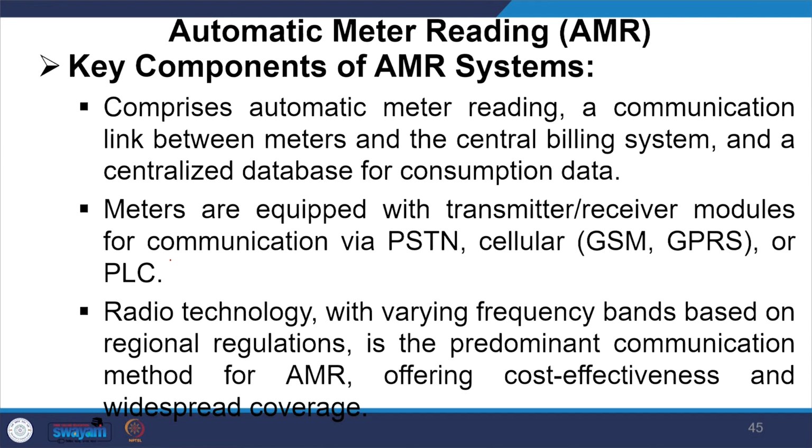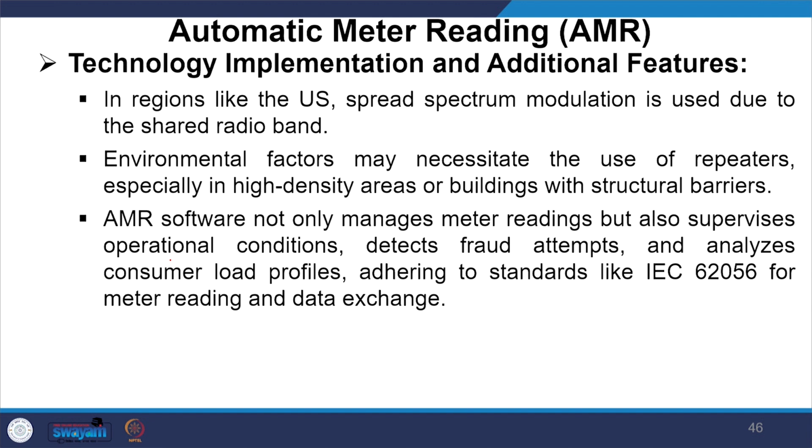The key components of an AMR system comprise automatic meter reading, a communication link between the meter and the central billing system, and a centralized database for consumption data. Meters are equipped with transmitter receiver modules for communication via PSTN, cellular, GSM, GPRS, or PLC. Radio technology with varying frequency bands based on regional regulations is the predominant communication method for AMR, offering cost effectiveness and widespread coverage. Now, technology implementation and additional features, because it's an ever growing area.